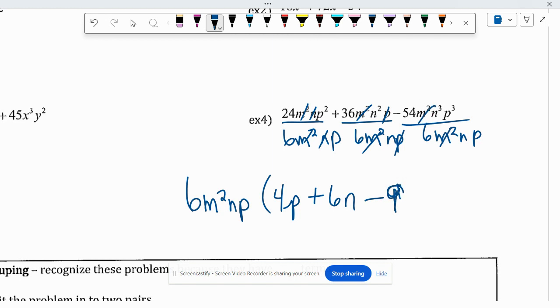Negative 54 minus 9. M squared divided by m squared cancels out. I'm left with n squared p squared.